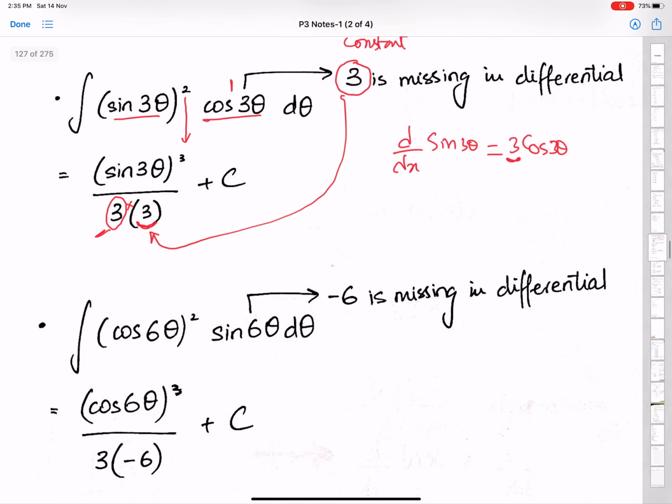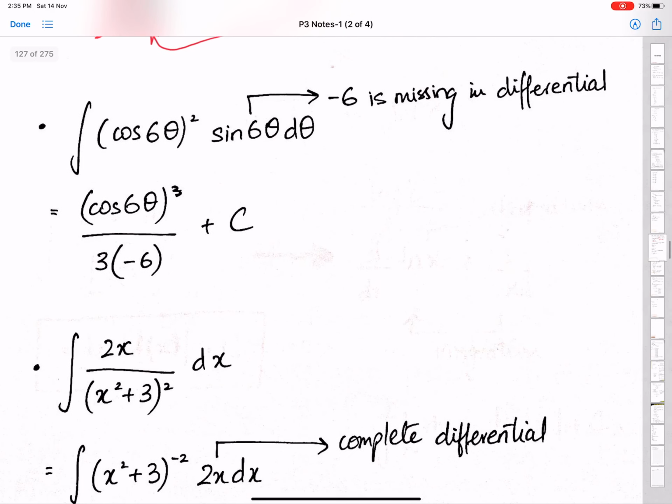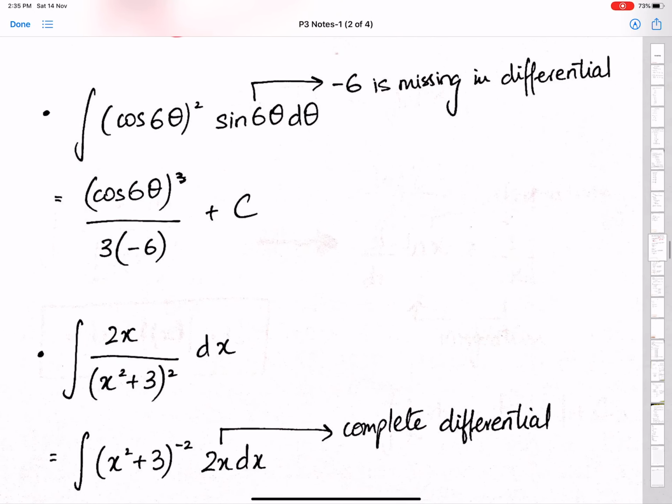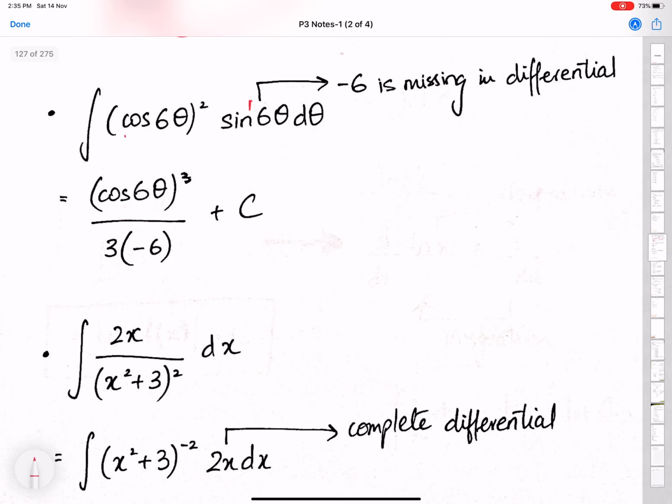Next example, cos. Now this is the differential of this function. Now you need to differentiate cos 6 theta mentally. When you differentiate cos 6 theta, you will get minus 6 sine 6 theta. So minus 6 is missing in this differential.